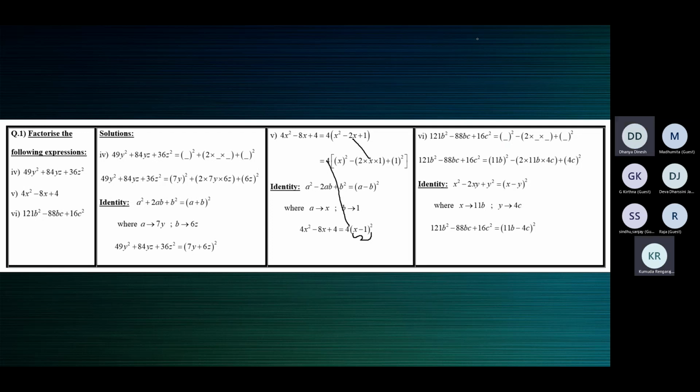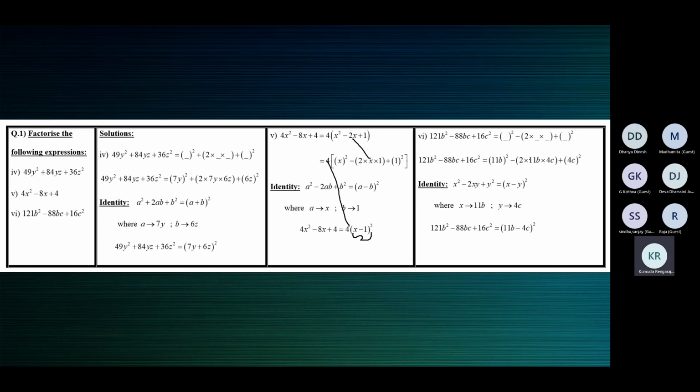We are now assuming that it is of the form x square minus 2xy plus y square. We are just assuming. We don't know if the middle term will happen. If the middle term doesn't happen, we cannot use this identity. Here x is 11b and y is 4c, ma'am. So x is 11b the whole square and 2ab is minus 2 into 11b into 4c.